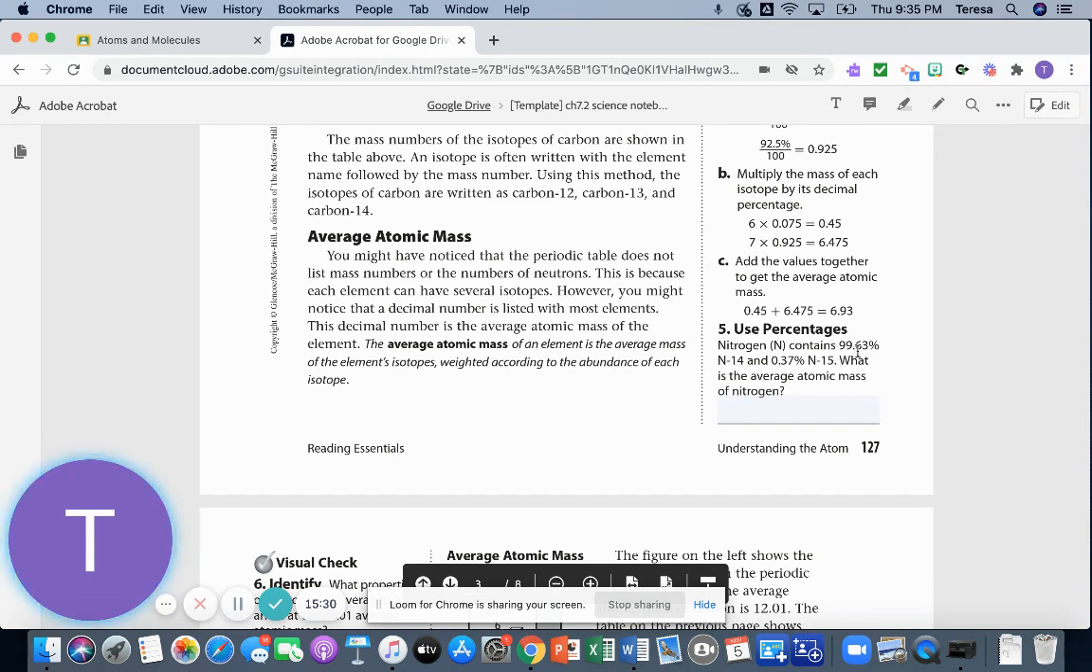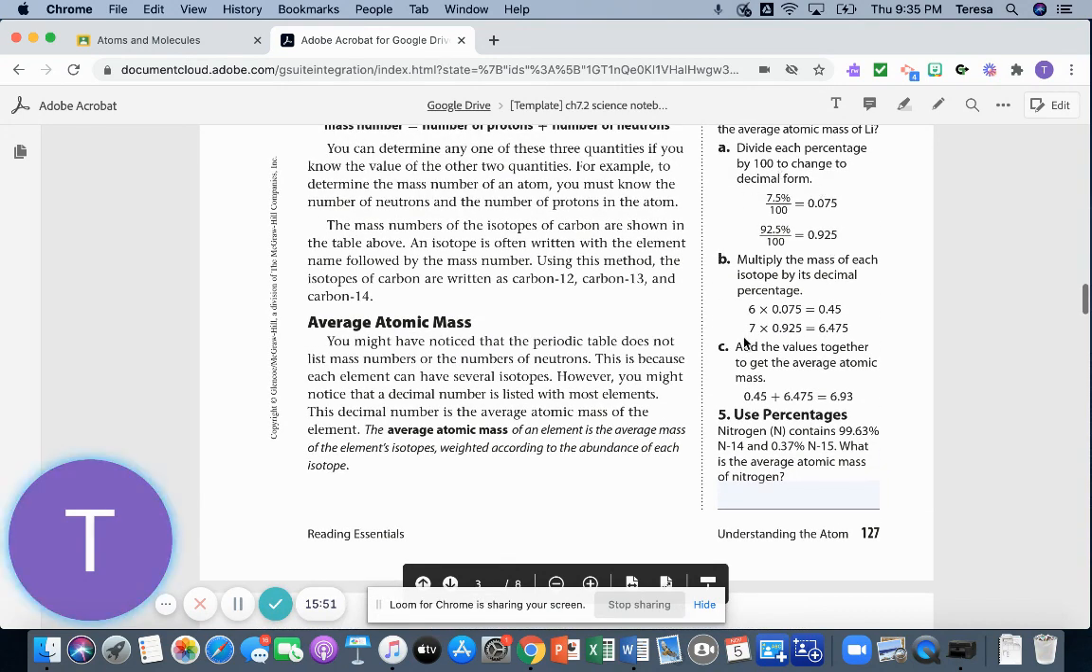Okay, then you are going to take the decimal that you got, and multiply it by 14, and take the second decimal that you got and multiply it by 15. Once you've done that, add the two numbers together, and that will give you the average atomic mass of nitrogen.